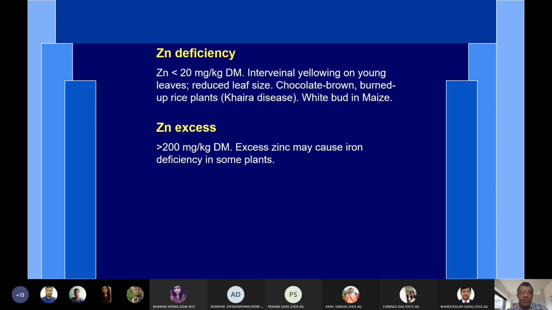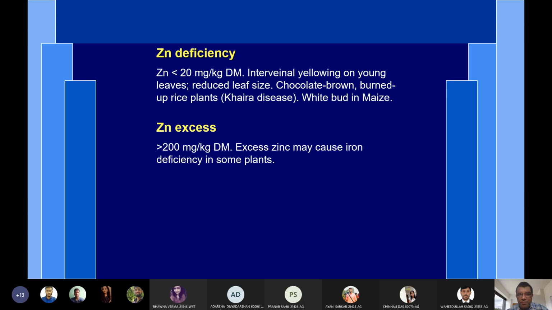You should remember, if I ask you what are the deficiency symptoms of Khaira disease in rice, you can remember they are chocolate brown, burnt up. Burnt up means brown color. When they are burnt, they look brown. So chocolate brown, burnt up rice plants. These are the typical symptoms. In the beginning, you will have spots which are brown or chocolate brown in color, and these spots will spread further. They will increase in size, and then they will cover the whole leaf, and it will turn brown. So these are the typical symptoms of zinc deficiency.